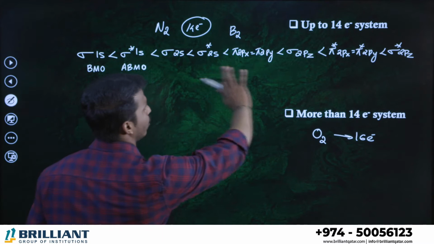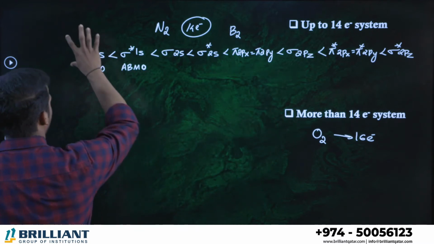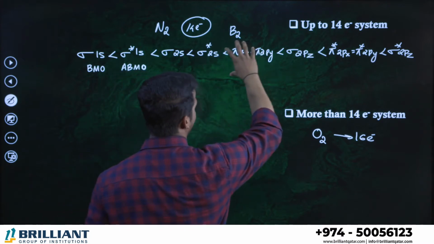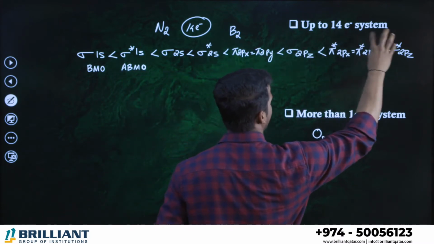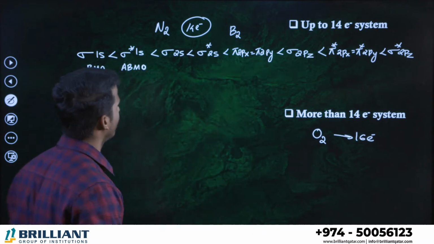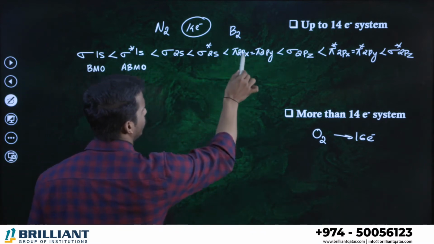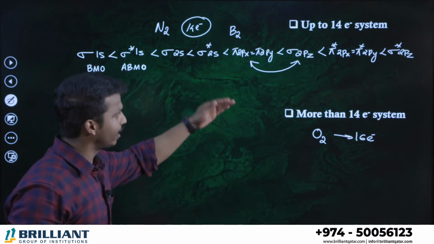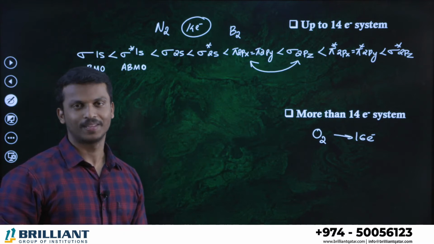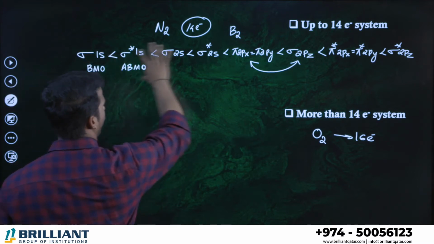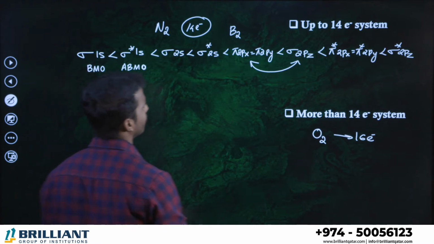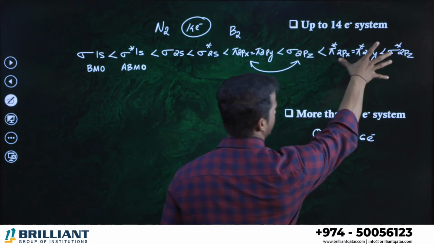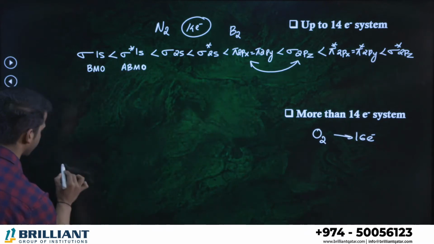I'm dividing the first equation into different sets: 1, 2, 3, 4, 5, 6, 7, 8. Total 8 sets. Among that, the 5th one and the 6th one, you just interchange. You will get the equation for more than 14 electron systems. The first 4 are equal, just copy here. The 6th one becomes 5th, and the 5th one becomes 6th. Then the rest repeat the same. Let me write it once again.